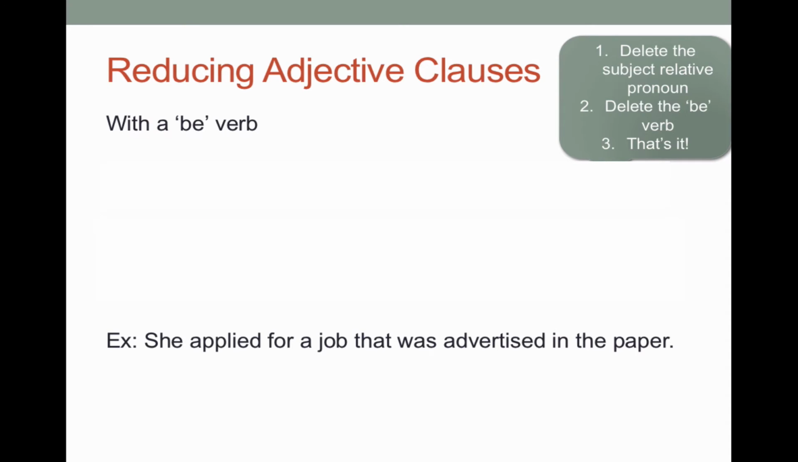And same thing with the passive voice. So my adjective clause is, that was advertised in the paper. Again, making sure it's the subject, which it is, and was advertised is my verb. I delete that, and I delete was, and I'm left with, she applied for a job advertised in the paper. But what happens if I don't have a be verb?